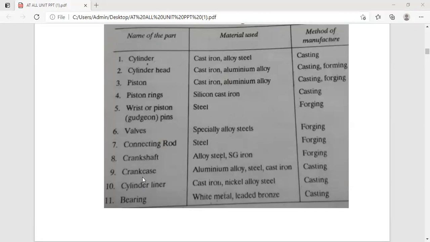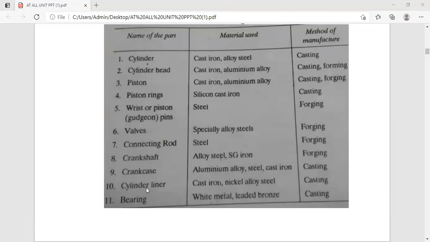Next point is the crankcase. The crank, crankshaft, and main bearings are set in the crankcase, and the bottom of the engine is closed by the oil sump, which carries the lubricating oil. The crankcase is made of aluminum alloy, steel, or cast iron, and the method of manufacturing is casting.